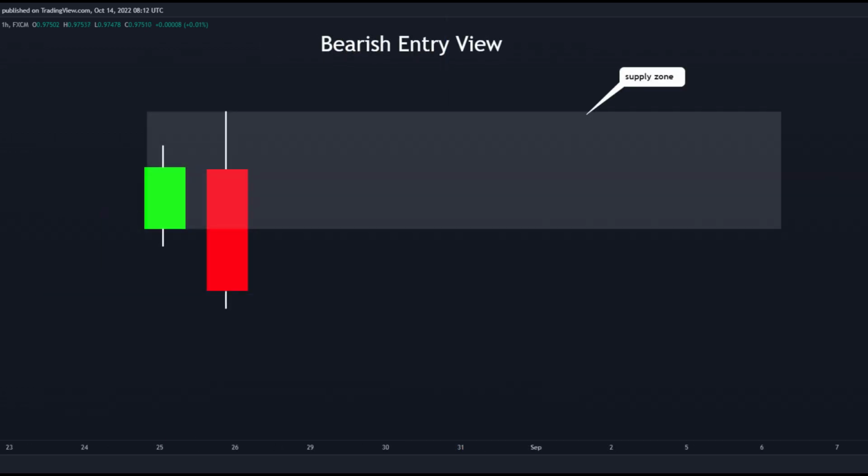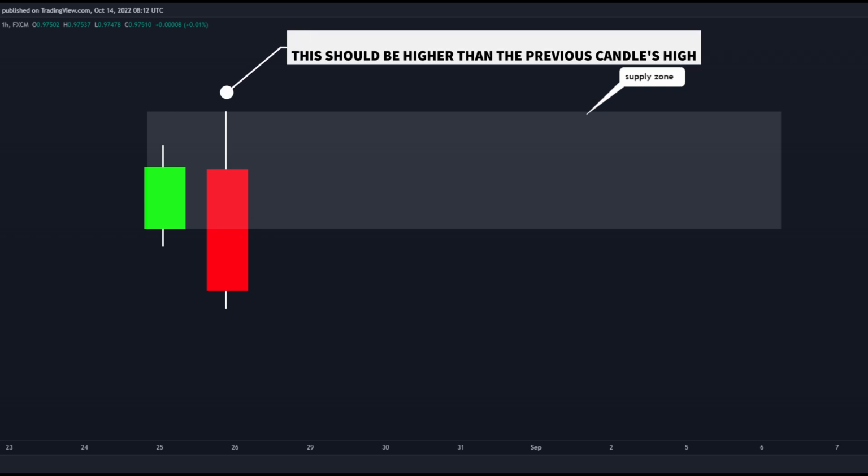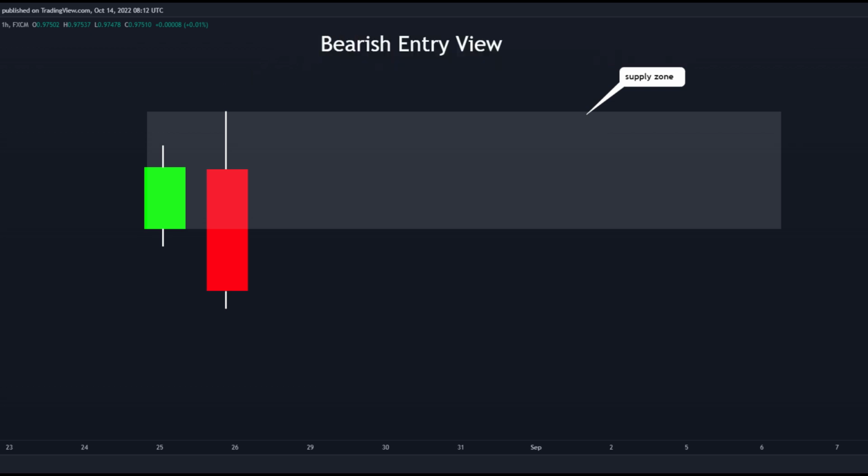For the bearish side, the point of view is just the same thing but vice versa. Here we will also make sure that the high of the bearish candle is higher than the high of the bullish candle. And the high of the bullish candle will be our point of selling, or where we will be expecting the market to reverse from.